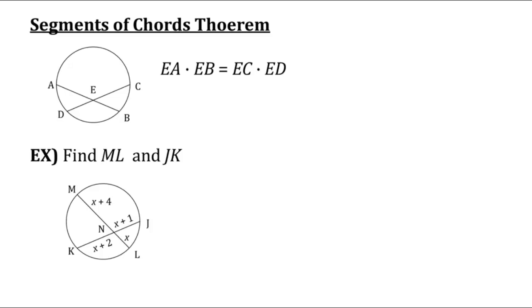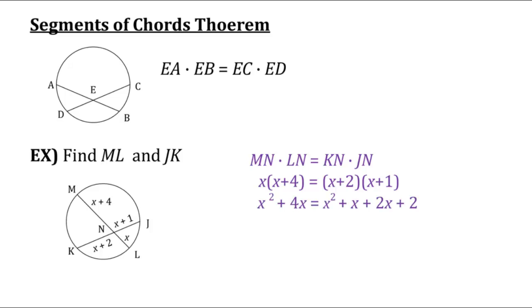For example, find ML and JK in this picture below. I know using my segments of chords theorem that MN times LN is equal to KN times JN. So when I plug in my pieces, x times (x plus 4) is equal to (x plus 2) times (x plus 1). Now on my left side I'm going to distribute, and on my right side I'm going to FOIL. So I'm left with x squared plus 4x is equal to x squared plus x plus 2x plus 2.